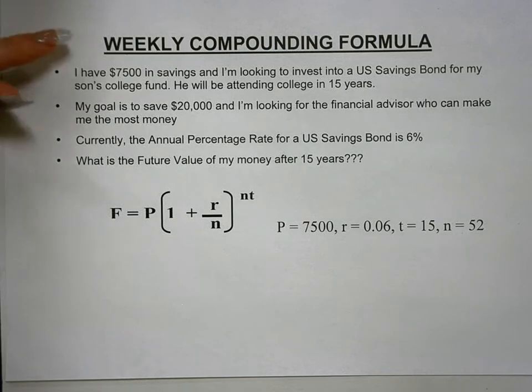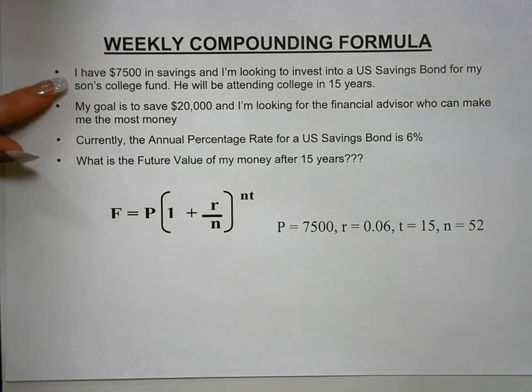Now we will be discussing the weekly compounding formula for our financial advisor problem. So just to recap, I have $7,500 in savings and I'm looking to invest into a U.S. savings bond for my son's college fund. He will be attending college in 15 years. My goal is to save $20,000 and I'm looking for the financial advisor who can make me the most money.